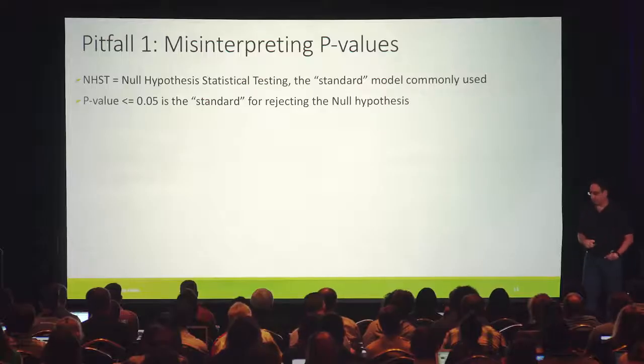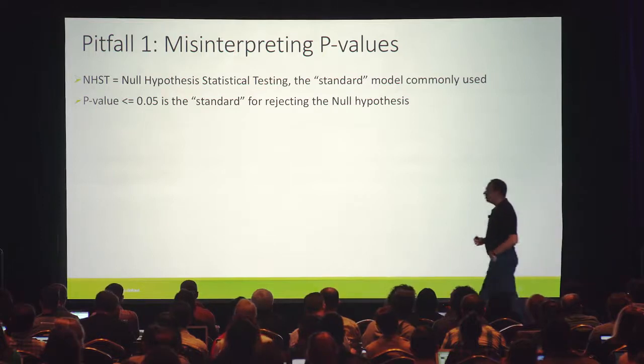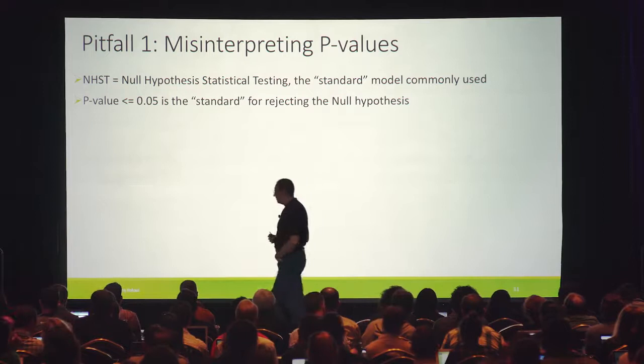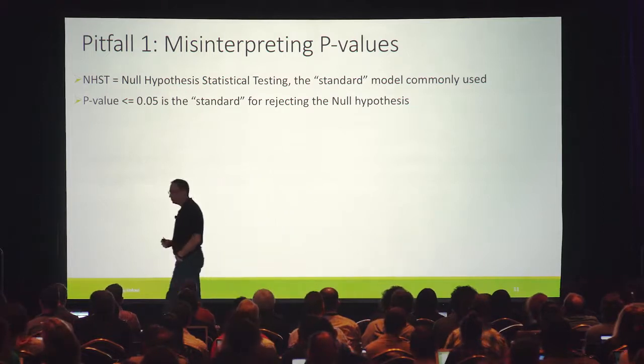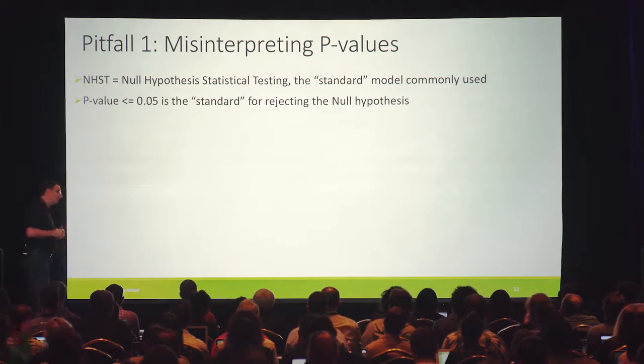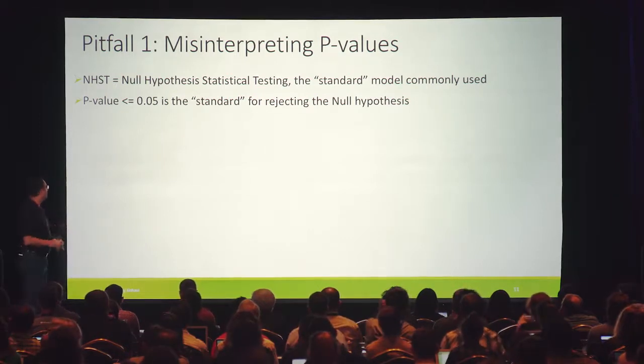Okay, let me go into pitfalls. There are a lot of experiments we run, and I want to share with you the pitfalls that we see from a lot of these learnings. So first of all is p-values. I'm sure all of you are familiar with the classical mechanism of null hypothesis testing. You do a t-test, you get a p-value, and the rule of thumb is if it's below 0.05, you reject the null.